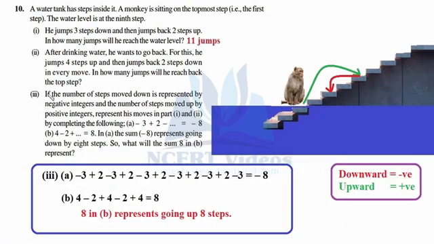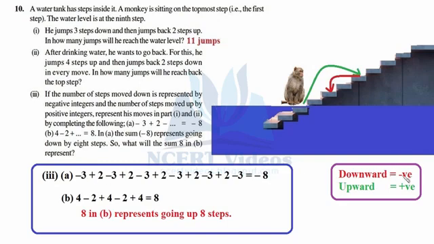Question third, if the number of steps moved down is represented by negative integers, and the number of steps moved up by positive, represent his moves in part 1 and 2. Right? We have written downward negative, upward positive. So A and B are given. So we knew from our previous solution, we have to write it 11 times because we knew in the earlier first part that he took 11 jumps. So we have to do it 11 times.